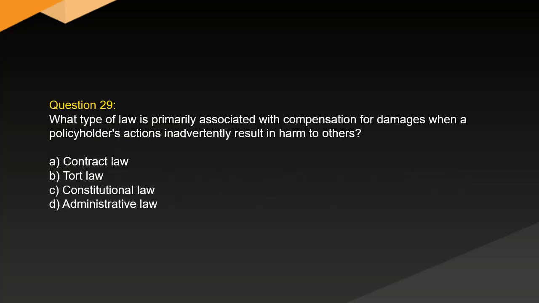Question 29. What type of law is primarily associated with compensation for damages when a policyholder's actions inadvertently result in harm to others? A. Contract law. B. Tort law. C. Constitutional law. D. Administrative law.